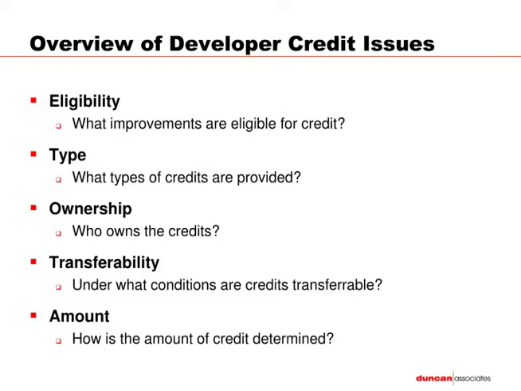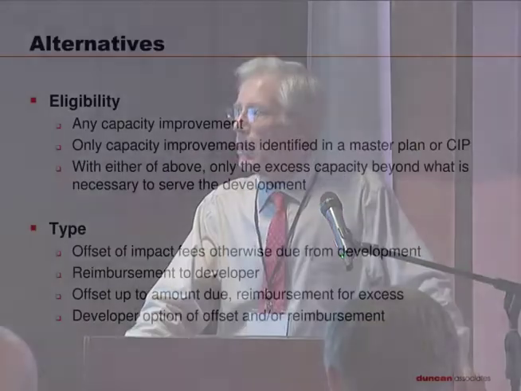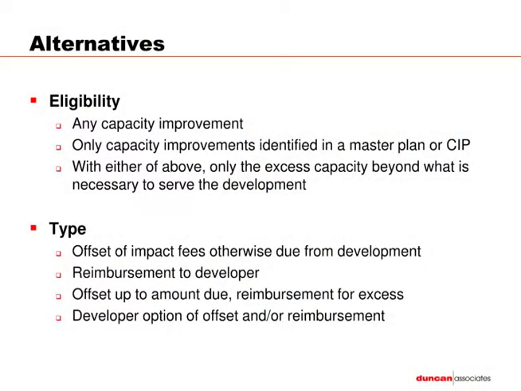All right, so let's talk about eligibility for a minute. One approach is any capacity improvement, any capacity improvement that we could conceivably spend impact fee money on. This is typically not done with plan-based fees, where you're saying we're collecting for these particular projects, but rather you're saying we're collecting money and we're going to spend it on stuff that's eligible, and we haven't identified it all in advance. So any capacity improvement is obviously the most generous approach.